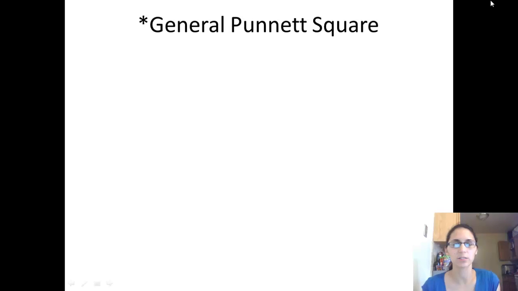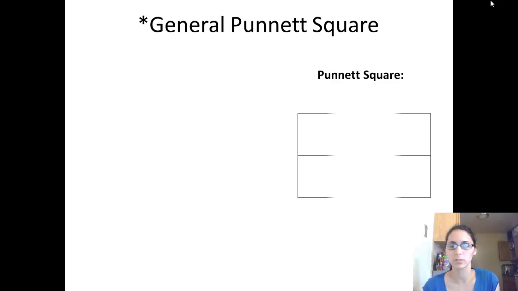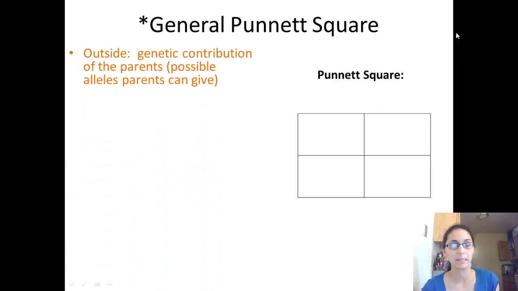So those are what Punnett Squares are used for. They help with that. So I'm going to start off learning about the Punnett Square in general. So this is a Punnett Square. So it's basically just a square with a line down the middle and then a line across the center, and it makes four smaller squares. And the outside of the square is where the genetic contribution of the parents go. So the possible alleles that the parents can give to their children or their offspring. So that goes on the outside of the square.